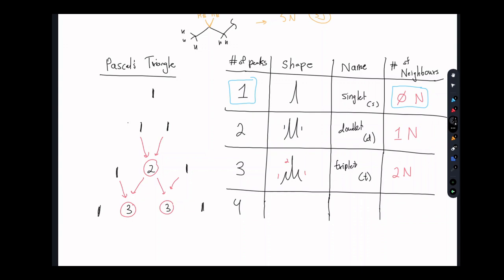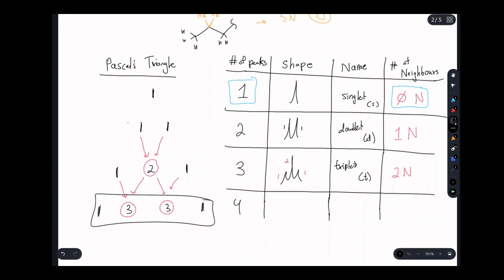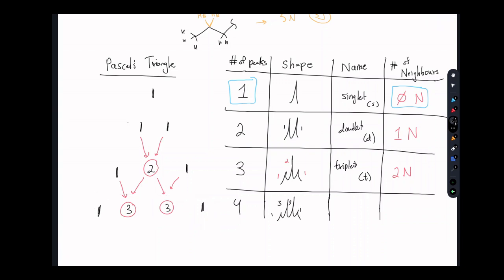We get 4 peaks. Remember, this is not a quartet. The peak heights must follow Pascal's triangle of 1 to 3 to 3 to 1. This is a quartet and represents 3 neighbors. Right? So that's how Pascal's triangle helps us understand the name of the shape and what they look like.